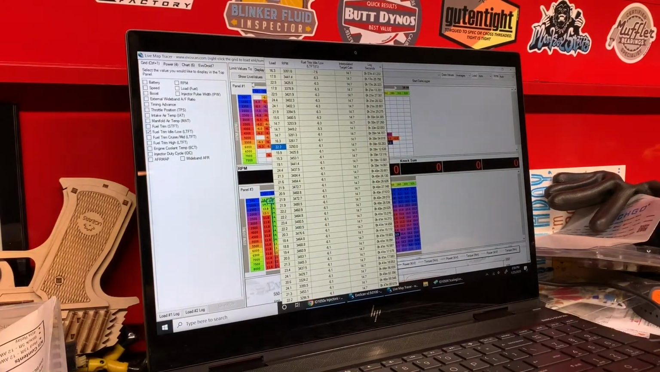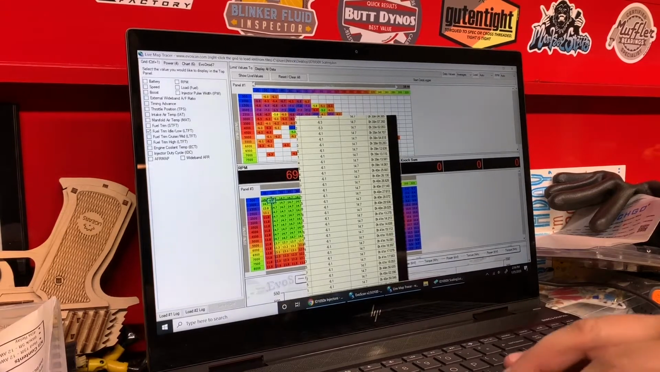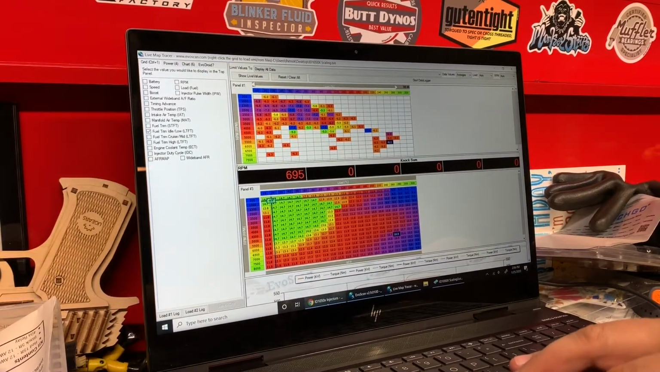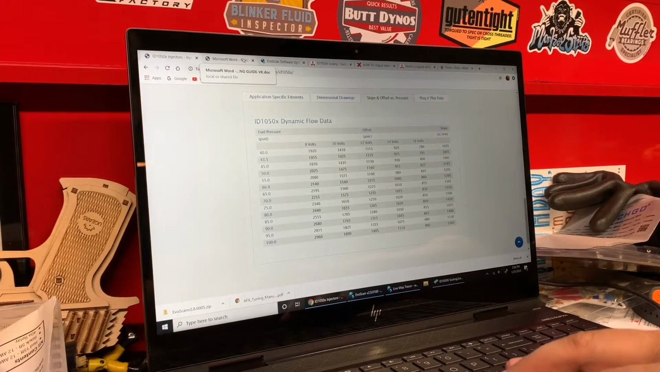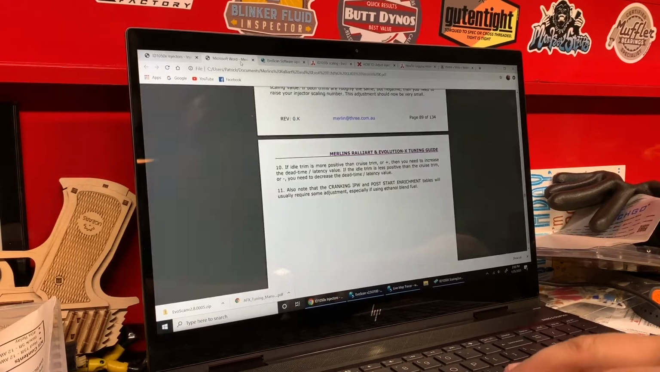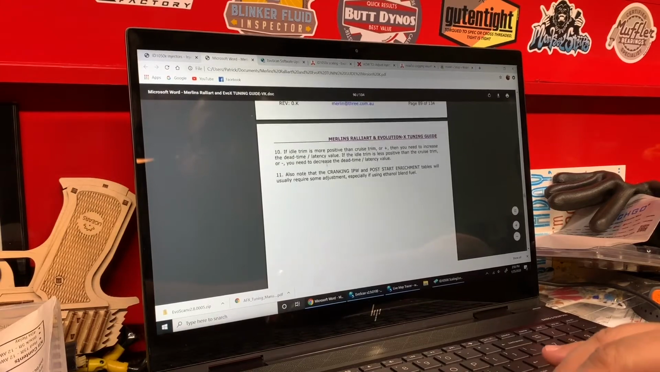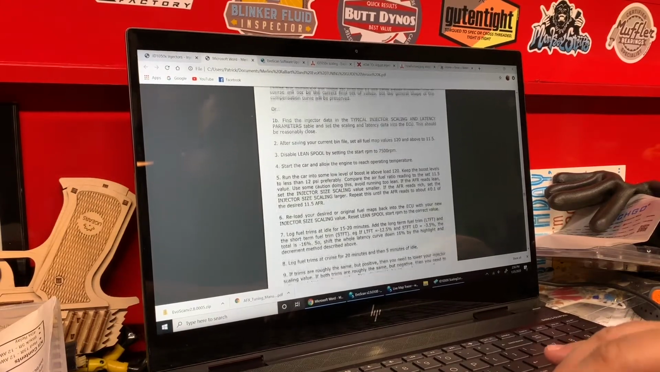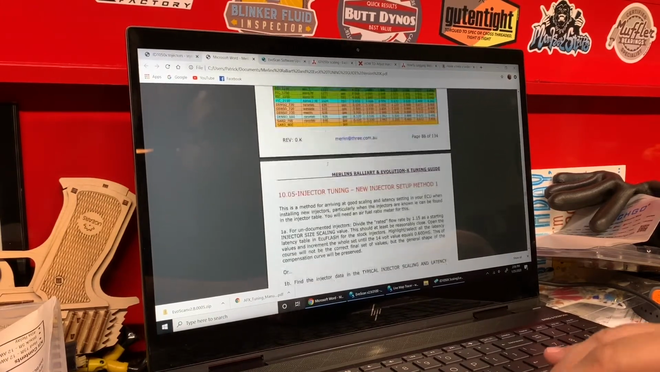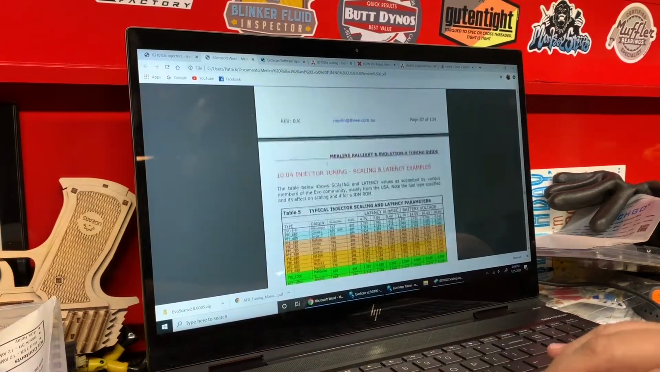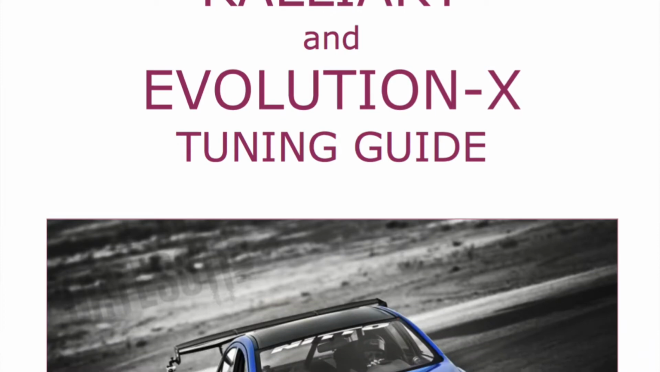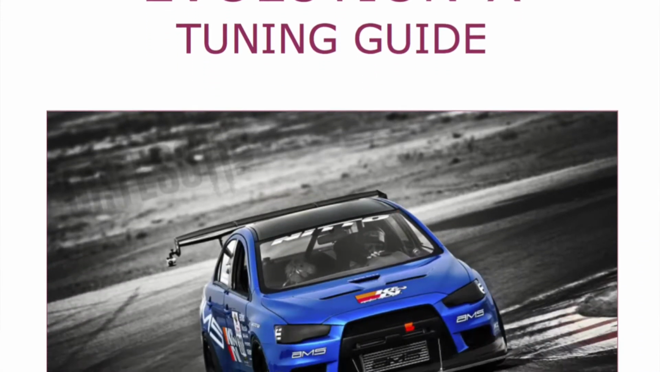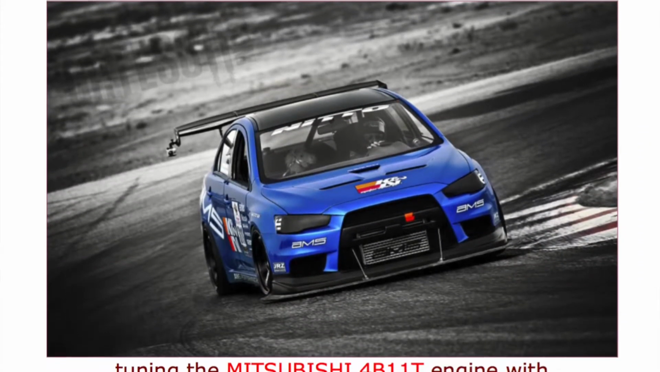I've learned some things. I find that reading helps, but also practicing doing things in real life helps me learn. If you're familiar with EVO Scan and ECU Flash and tuning EVOs, you know that there's this handy dandy tuning guide by Merlin online for tuning the EVO 10. And there's a whole section on injector tuning and latency.